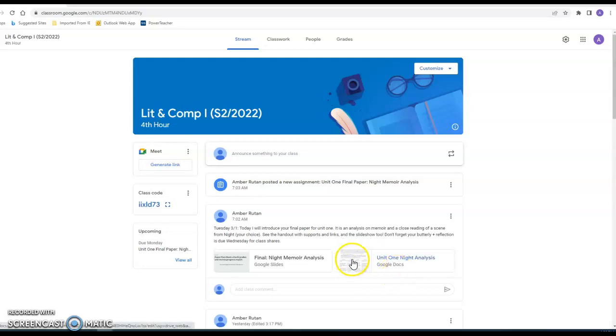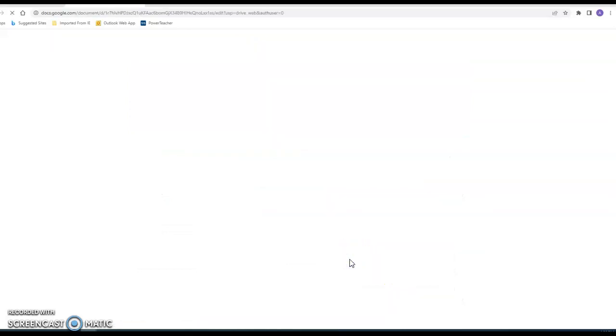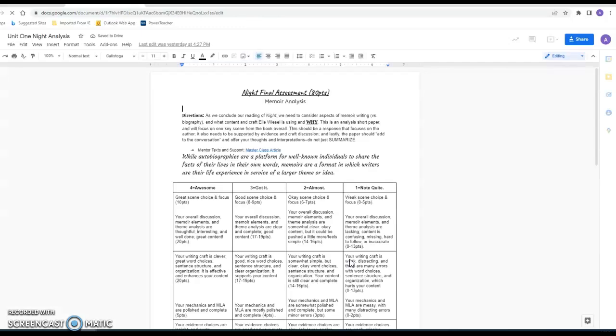You'll see some resources. So I'd like you to work off of the Google Classroom live stream that has the slideshow and the handouts attached. So up here is the directions.